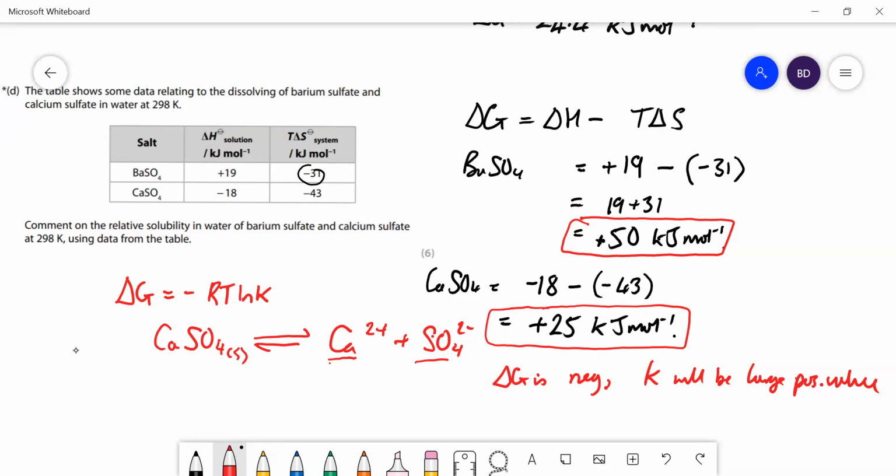If delta G is positive, the opposite is true. K is going to be small, and the more positive delta G is, the smaller K is going to be. So that means you're going to get fewer ions in solution at equilibrium. Okay, I think I'll leave that, it's the end of the paper.